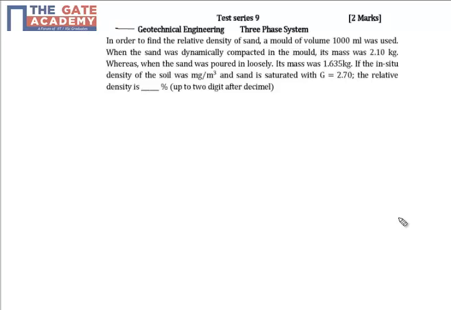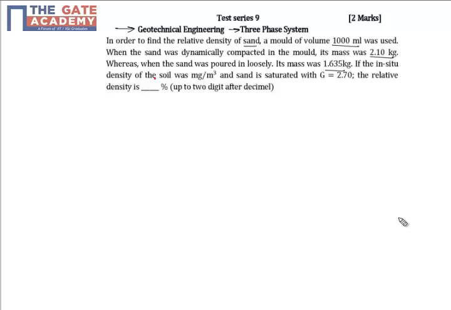This question is from Geotechnical Engineering, from the topic three-phase diagram. In this question it is asked that in order to find the relative density of sand, a mold of volume 1000 ml was used. When the sand was dynamically compacted in the mold, its mass was 2.10 kg, whereas when the sand was poured in loosely, its mass was 1.635 kg.